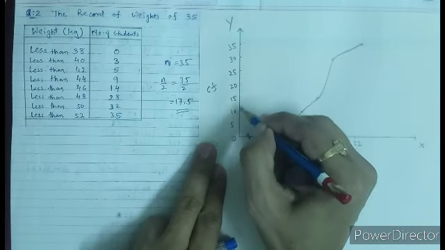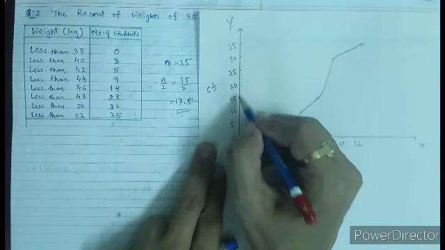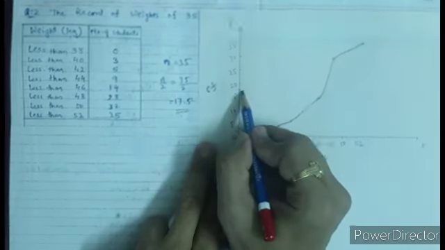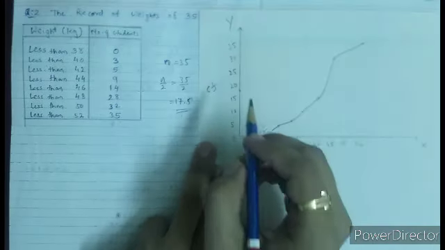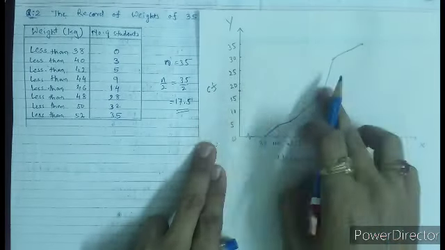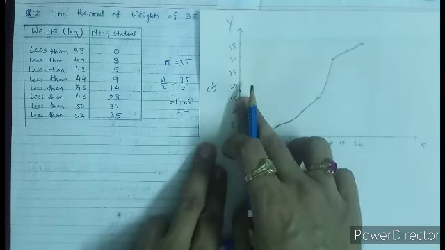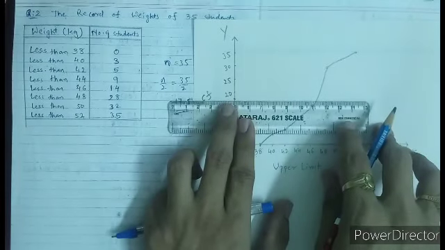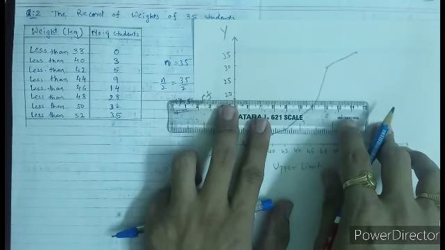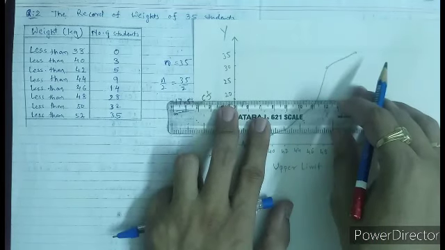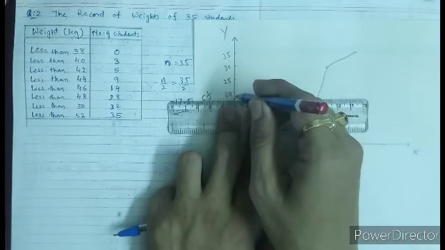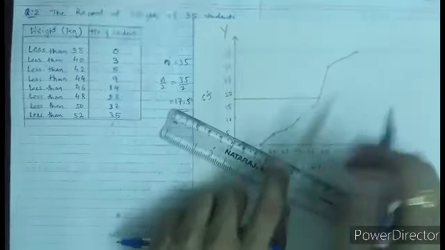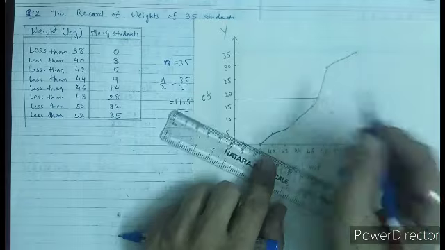Here we are getting 5, 10, 15, 20. 17.5 will be exactly at the middle between 15 and 20. So this is 17.5. Now we have to draw a line parallel to x-axis from this point 17.5, that is n by 2. So to draw a line from 17.5 on y-axis parallel to x-axis.